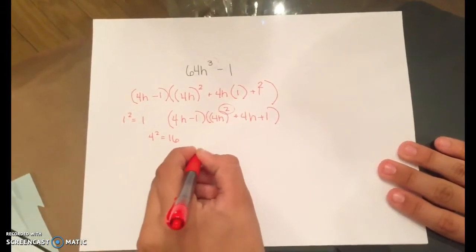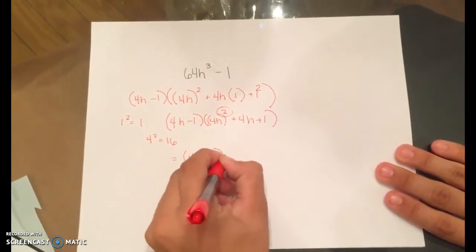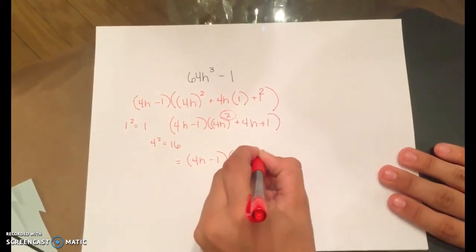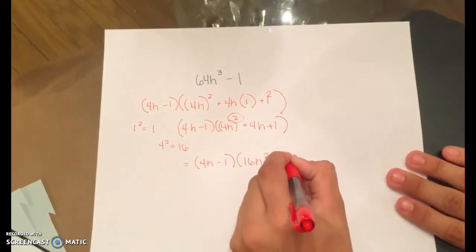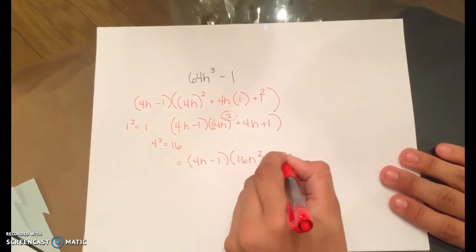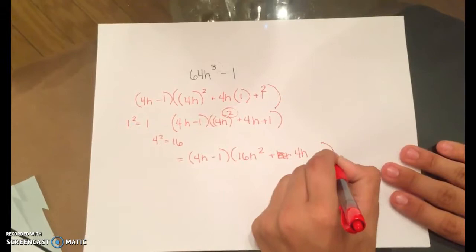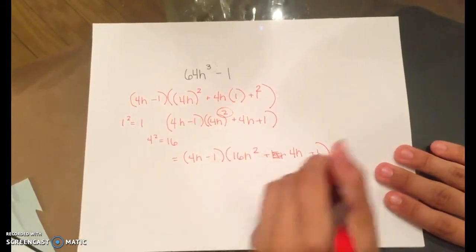And as your final answer, in your parenthesis, you're going to have 4h minus 1, and then the other 16h squared plus 4h plus 1. There's your final answer.